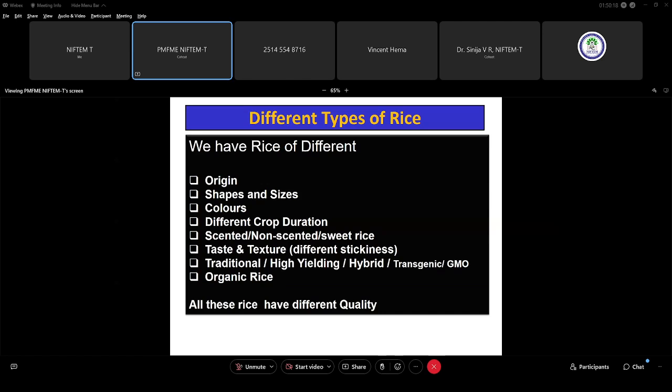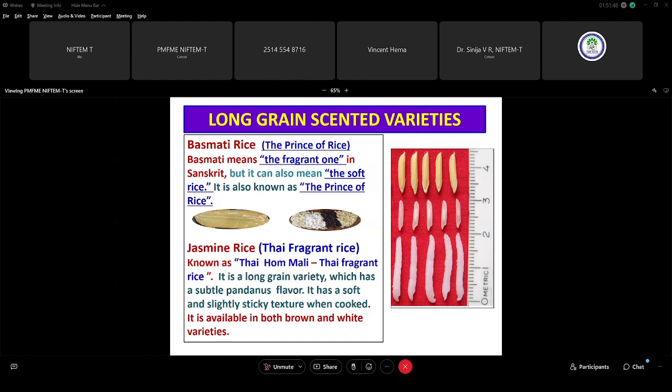We have different rice varieties having different origins, shapes and sizes, colors. Especially basmati rice is very famous for this. It is called the Prince of Rice. Next to basmati rice, we have the jasmine rice, which fetches the next stage after basmati rice. But the fragrance is slightly lesser, and it is of lesser value than basmati rice internationally.